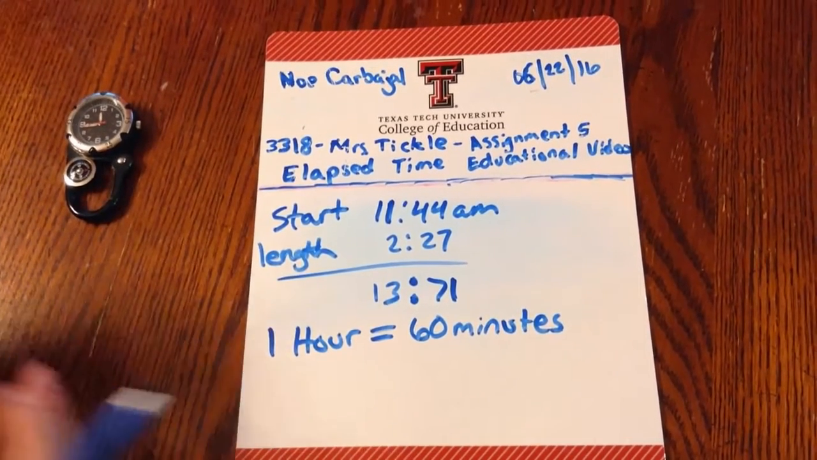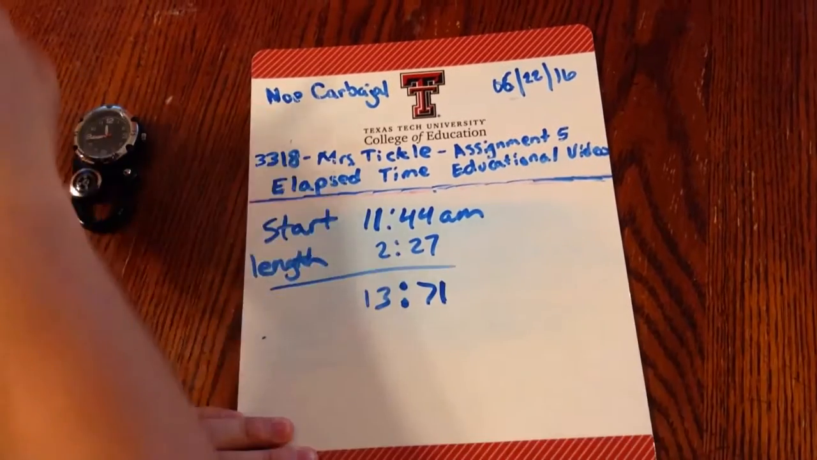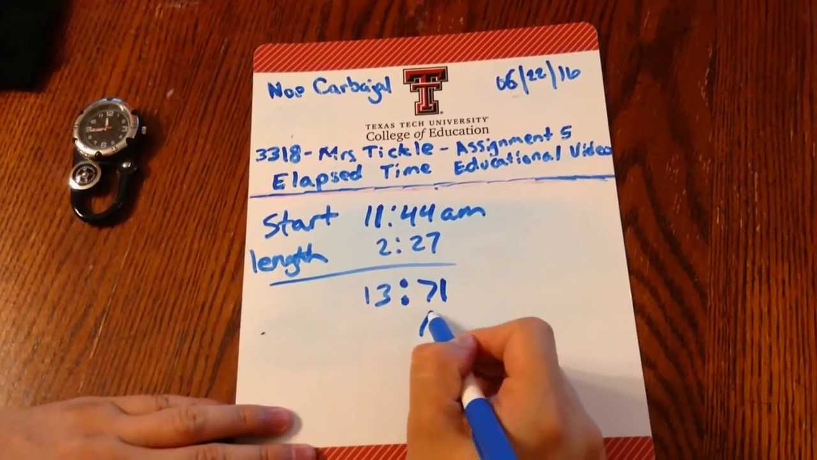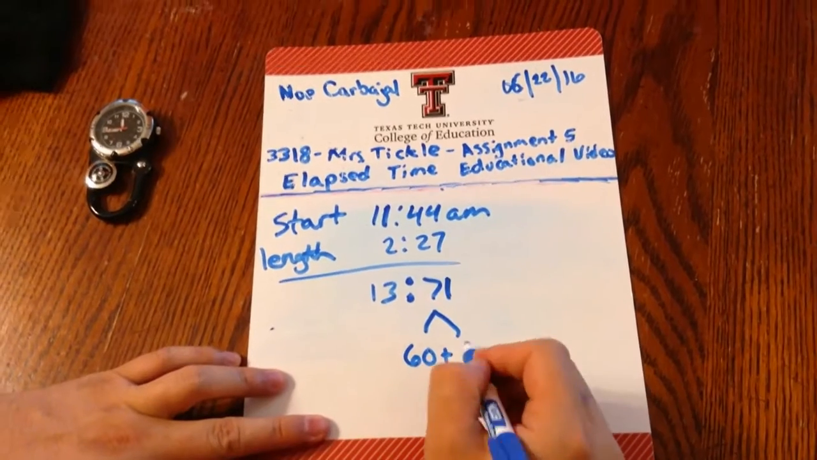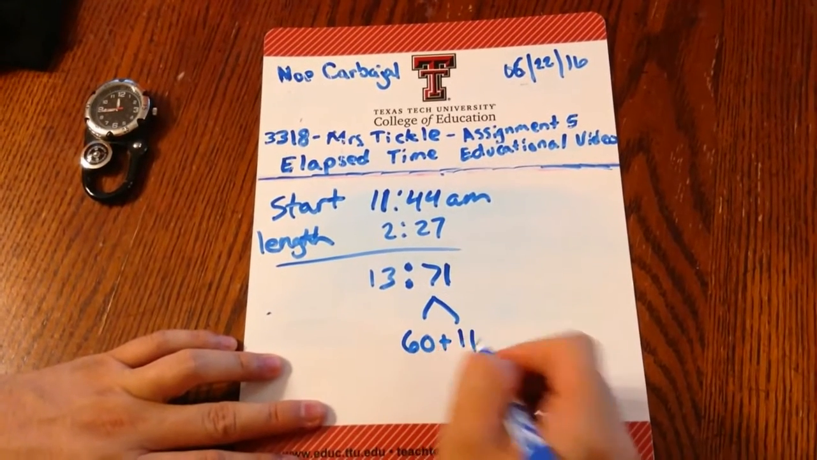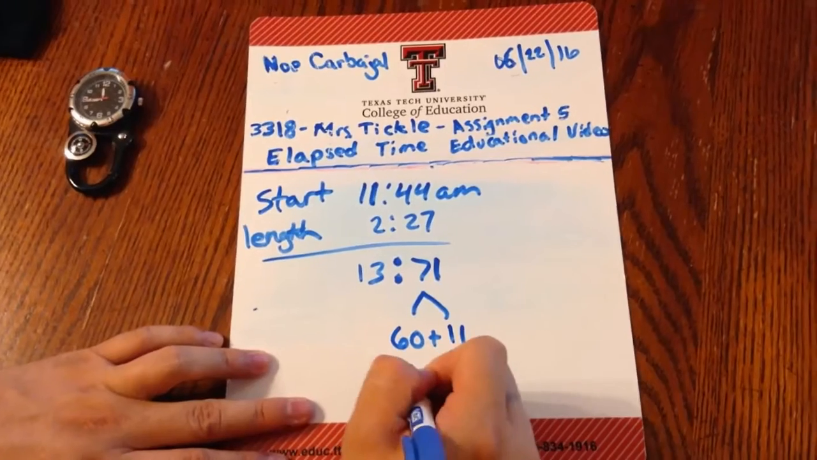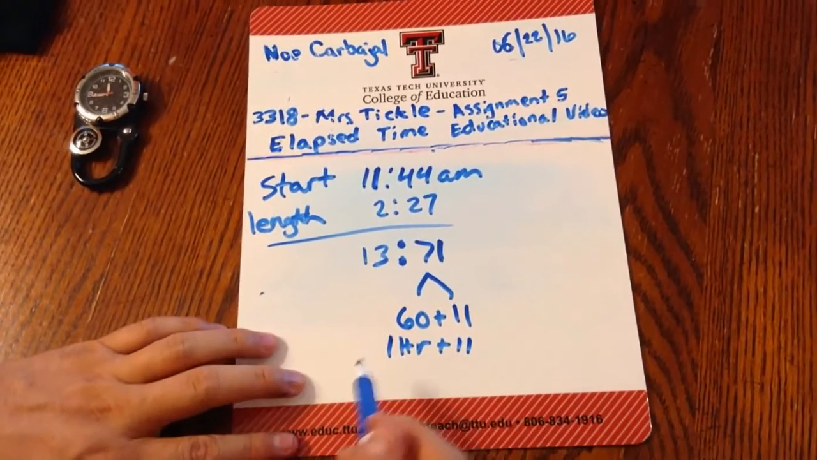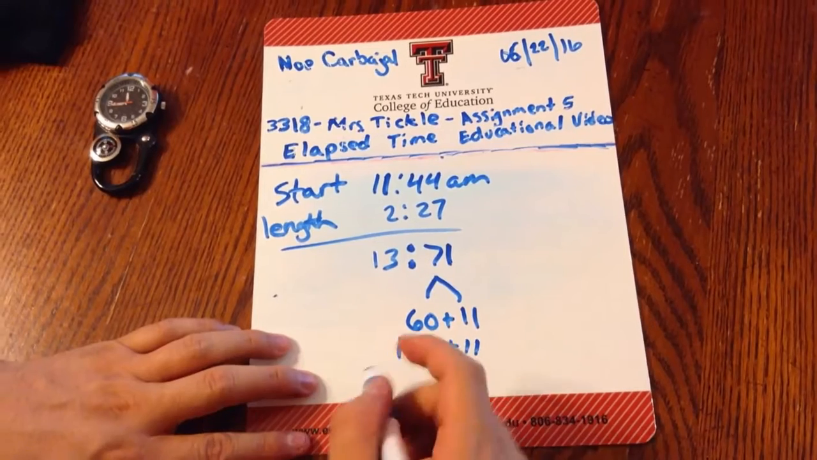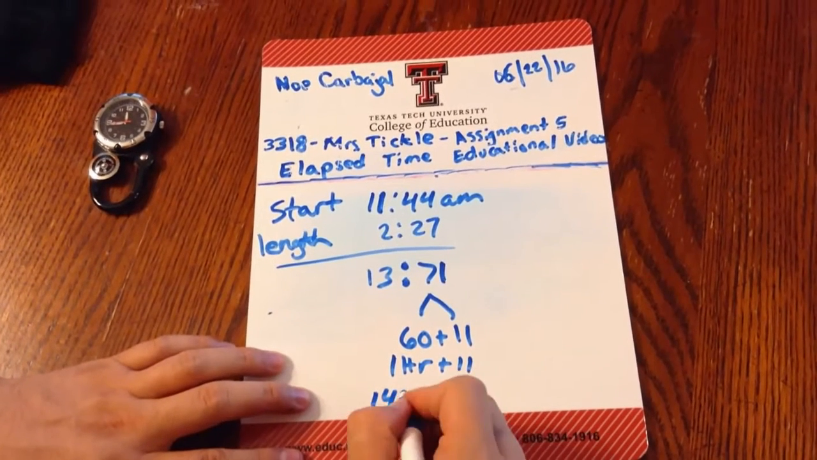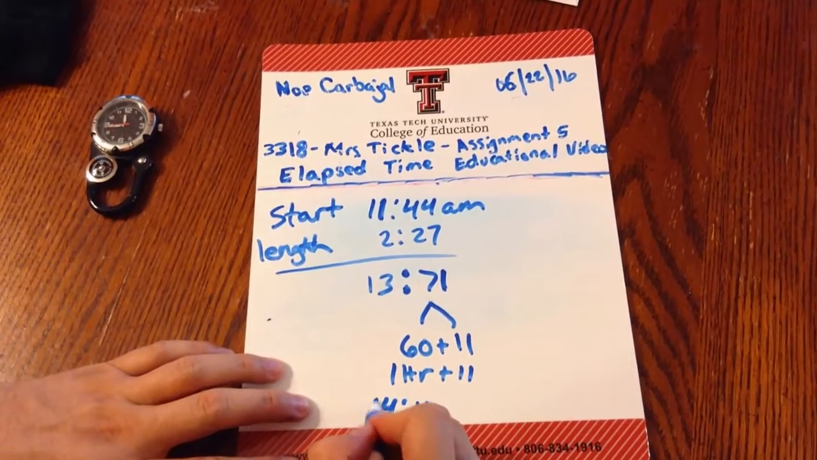Okay? So if we remember that 1 hour is equal to 60 minutes, now we can break down the 71 into 60 plus 11. So this 60 equals 1 hour plus 11 minutes. So now we have 13 plus 1 hour, that's 14, and 11 minutes.